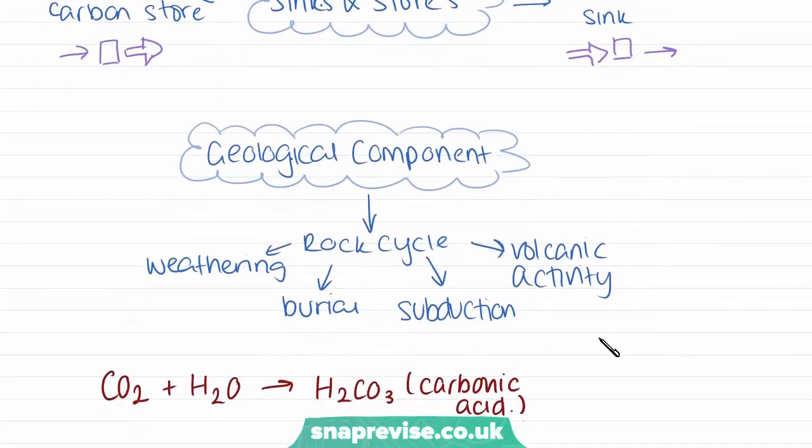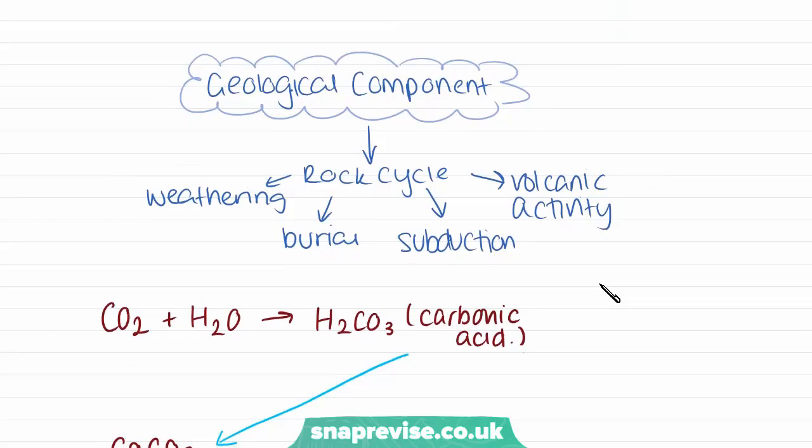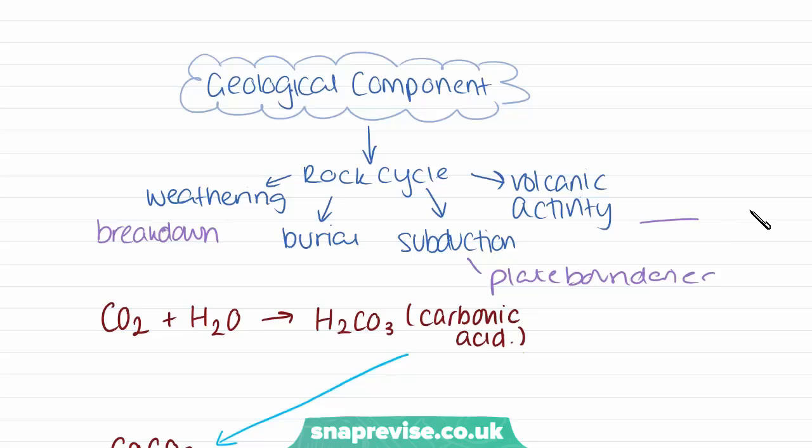So firstly, we're going to look at the geological component of the movement of carbon, and this is to do with the rock cycle. The rock cycle involves processes like the weathering of rock, which is the breakdown of rock. We have the burial of rock, and subduction, which is what's happening at plate boundaries, such as destructive plate boundaries, where, for example, a tectonic plate is being subducted underneath another plate, and when it's subducted into the mantle, which is beneath the crust, it melts and becomes part of the mantle. So that's what subduction is.